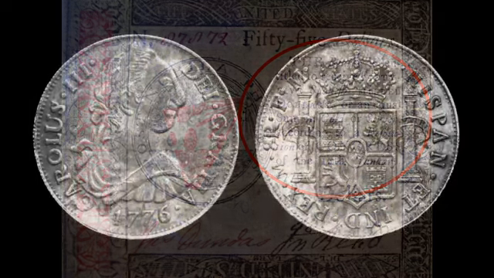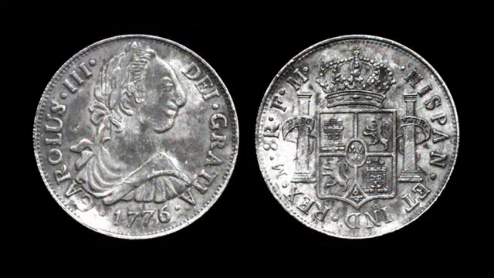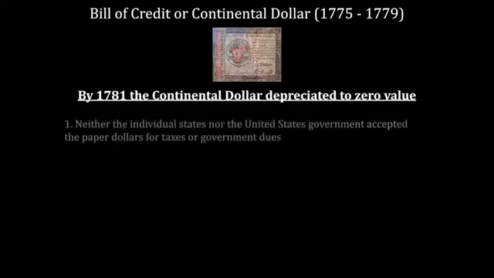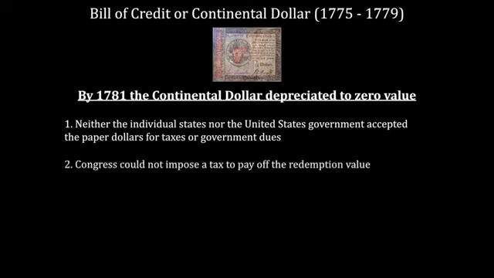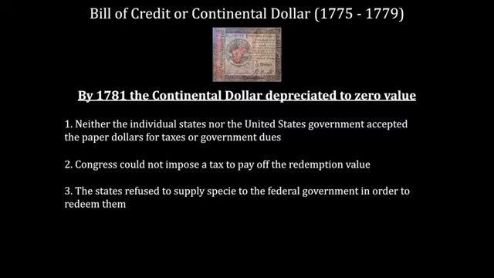In order for the bill of credit to be defined, it had to correspond to a real asset that had value. By 1781, the continental dollar eventually depreciated to zero value. There were several reasons. First, neither the individual states nor the United States government accepted the paper dollars for taxes or government dues. Second, Congress could not impose a tax to pay off the redemption value. Third, the states refused to supply specie to the federal government in order to redeem them.